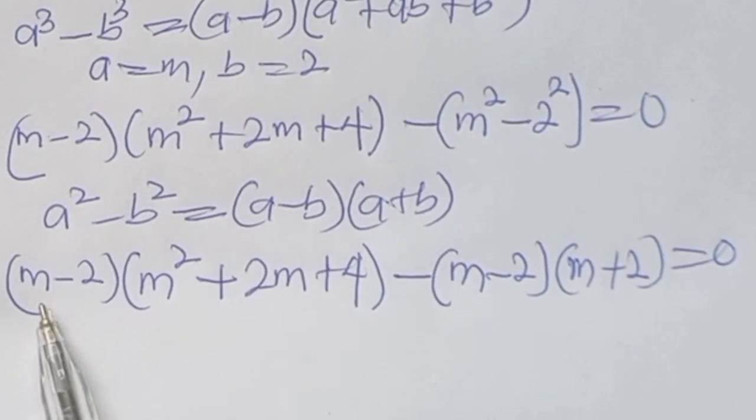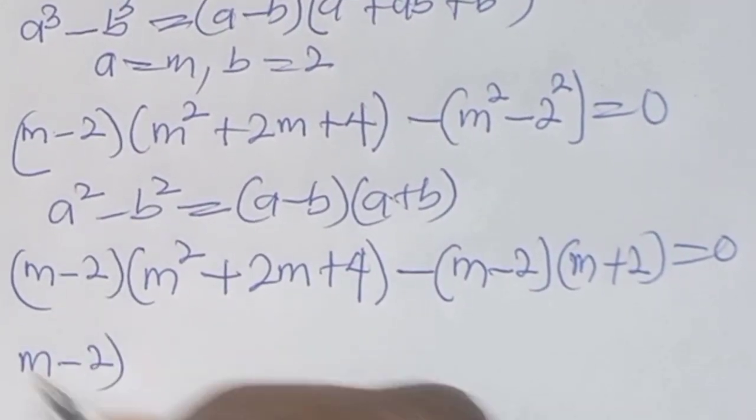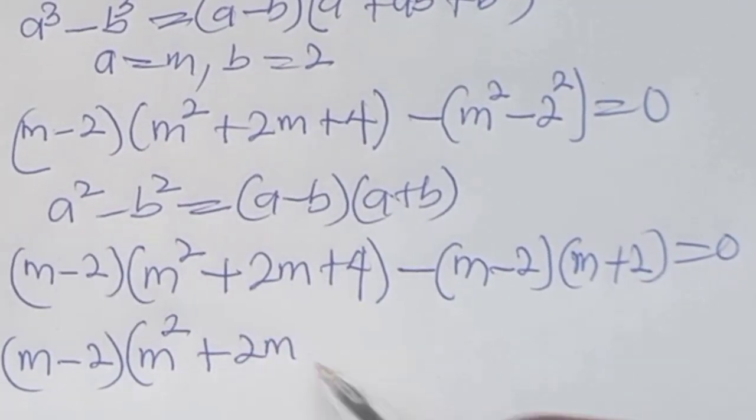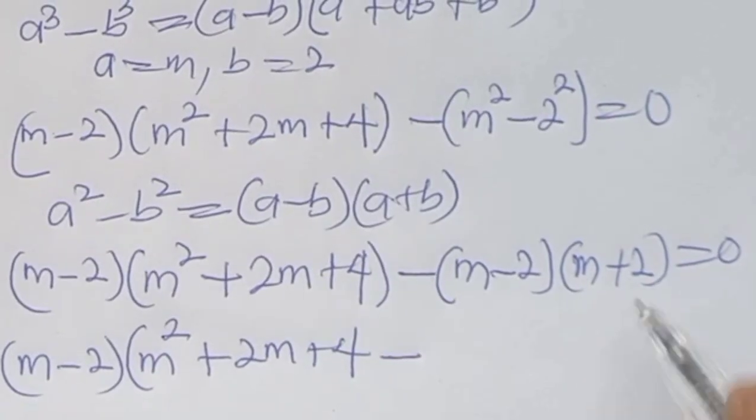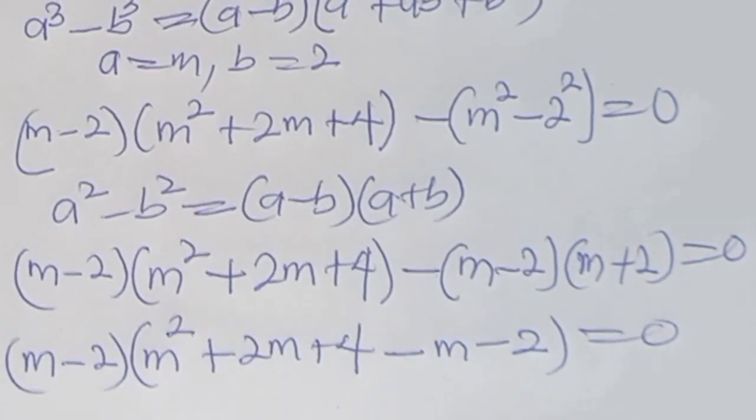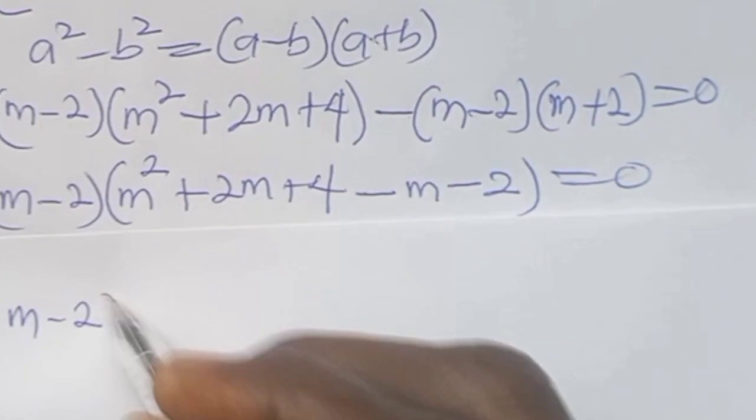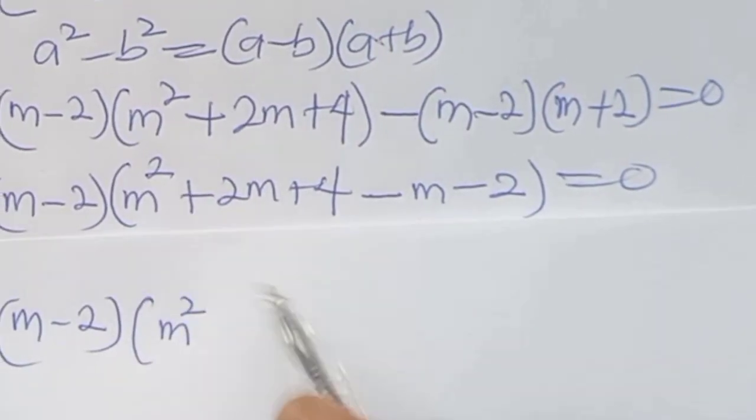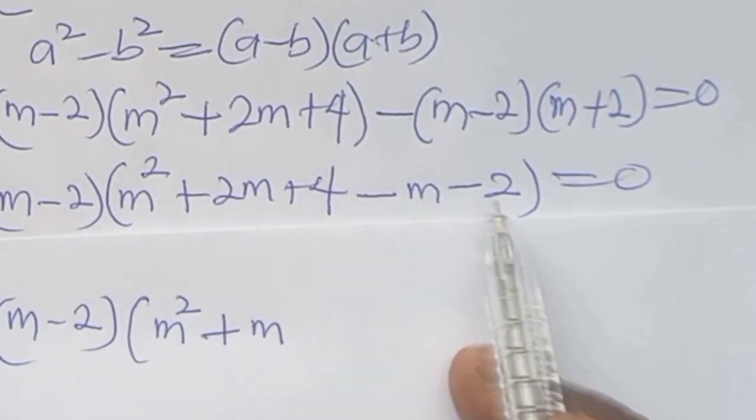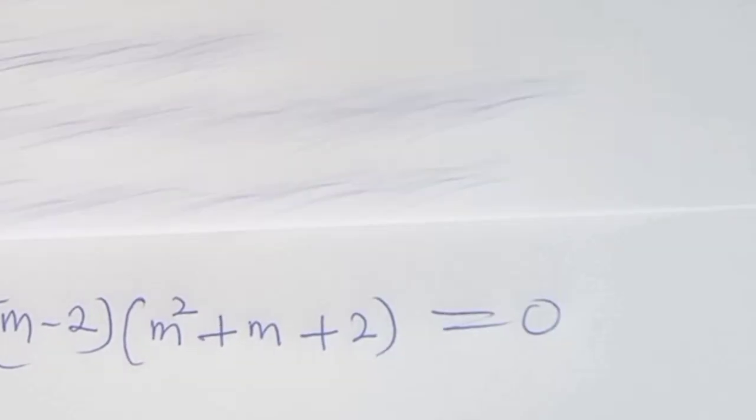And if we do this very well, we have m minus 2 common in both terms, so that if we factor it out, we are left with m to the power of 2 plus 2m plus 4 minus m plus 2. So if we simplify this, we're going to have m minus 2, here m to the power of 2, 2m minus m, that is plus m, plus 4 minus 2, that is plus 2, is all equal to 0.